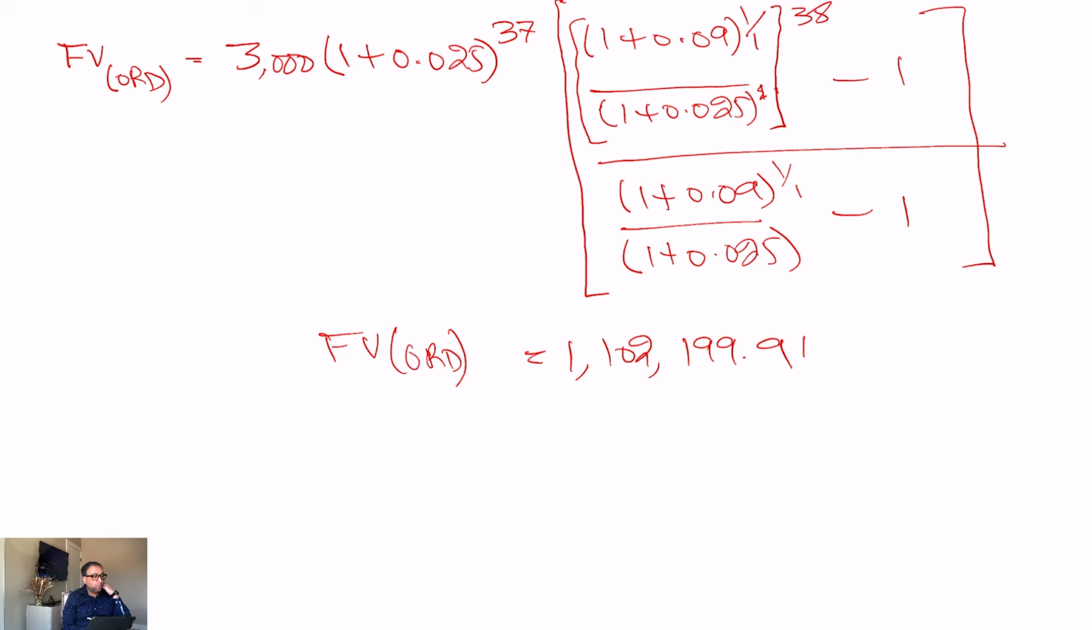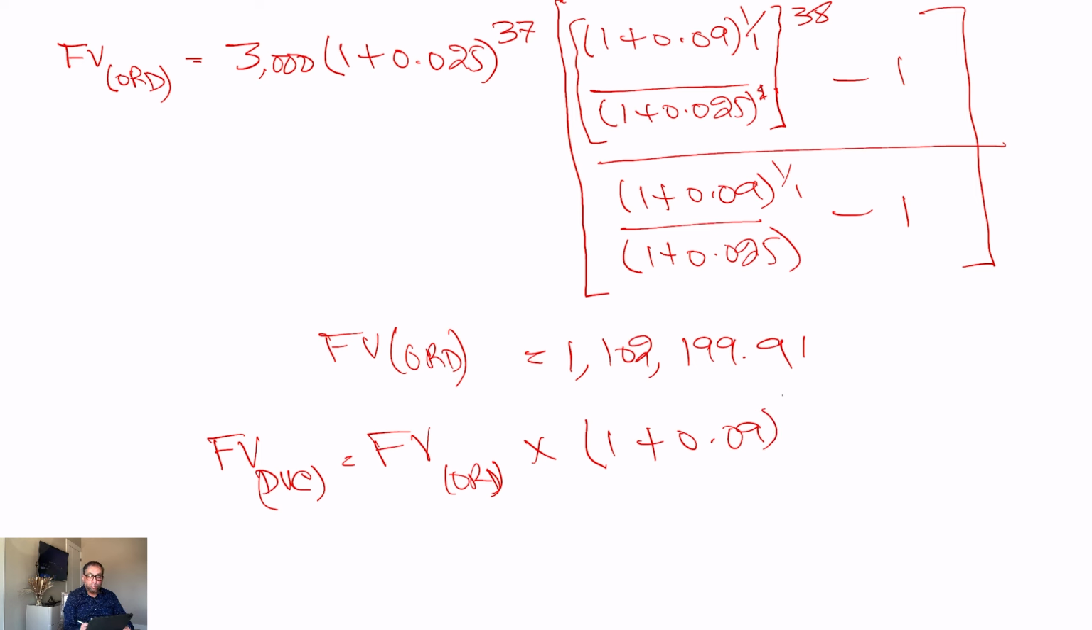Now if you want to find out the future value due, what you do is, the future value due is the future value ordinary multiplied by 1 plus 0.09 exponential 1 by 1, because both are CY and PY. So you get 1,201,397.90.